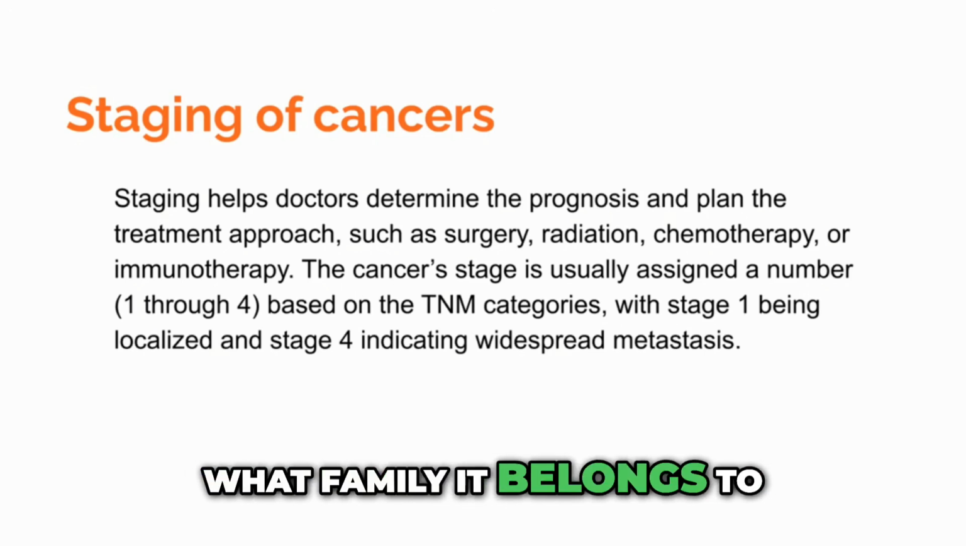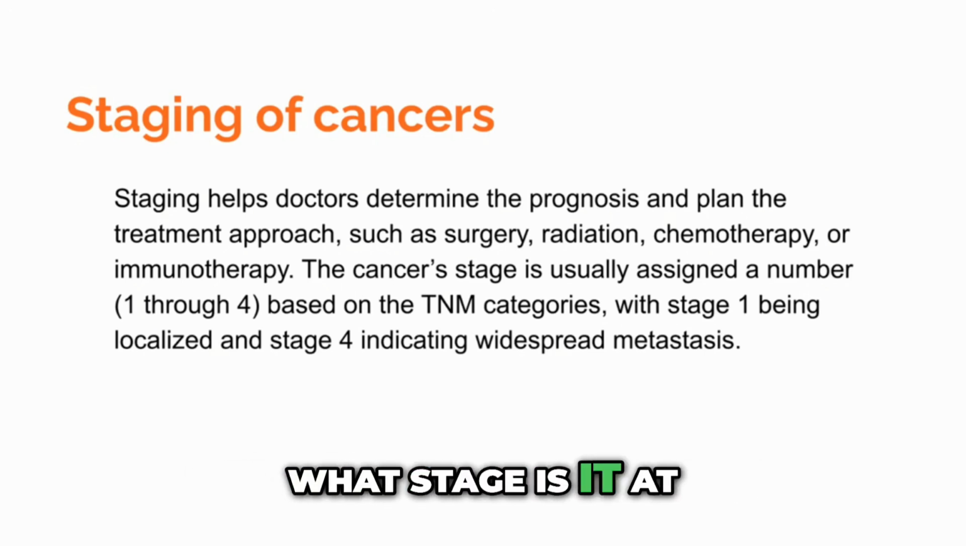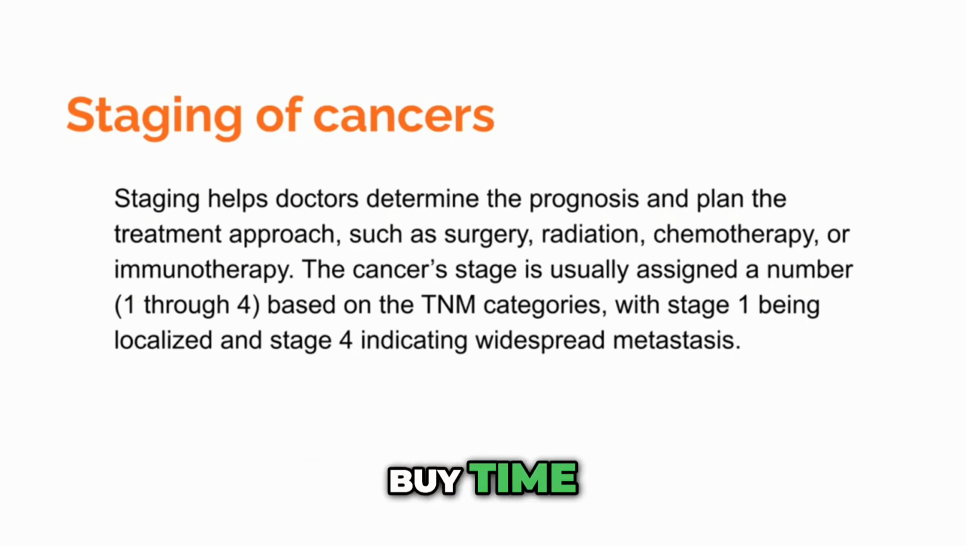What family it belongs to, what stage is it at. Do I have time, or don't I have time? If I have time, or if it is advanced, then I know that I need to find a way to slow it down. The first thing I need to do is to buy time.